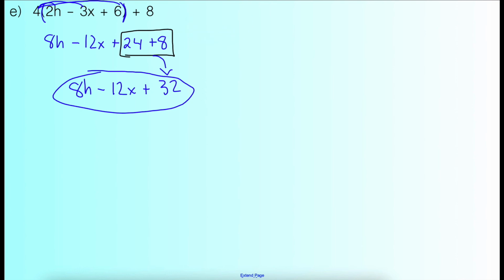So that's the distributive property in a nutshell with a couple examples to try to help you make a little bit more sense of it. As always, if you have questions, feel free to reach out, but happy mathing, everyone.